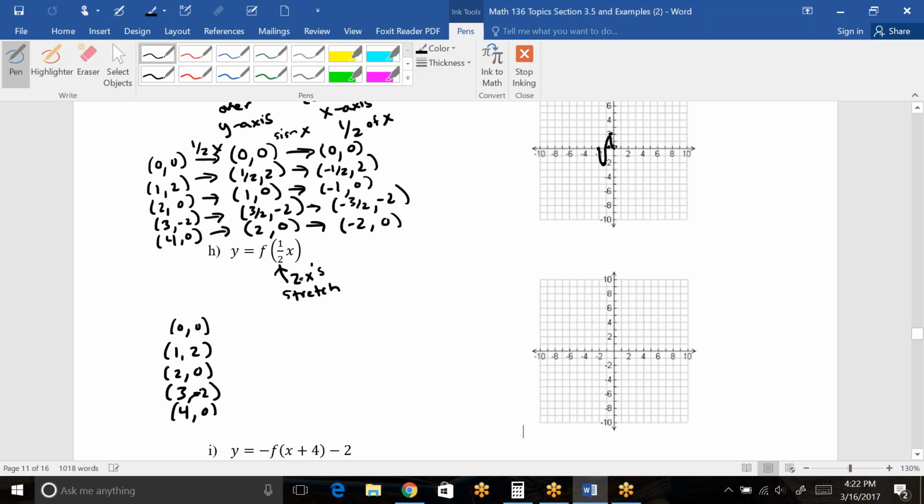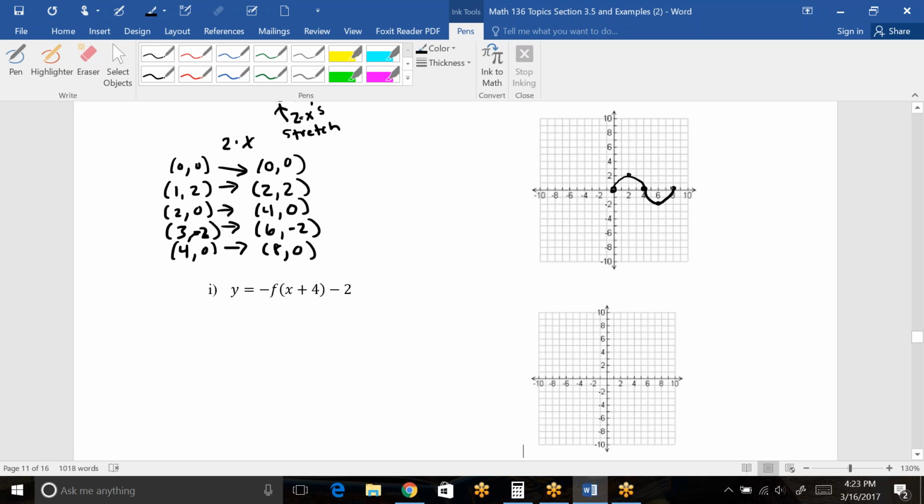And in this scenario, we are doubling all the x's, so 2 times each x. That would still be 0, 0. This would be 2, 2. This would be 4, 0, 6, negative 2, and 8, 0. So you notice this will stretch out that graph on the x direction. 2, 2, 4, 0, 6, negative 2, and 8, 0. So it's a much wider stretch to get to the end.